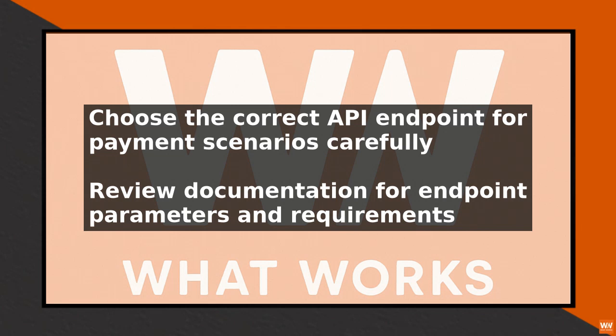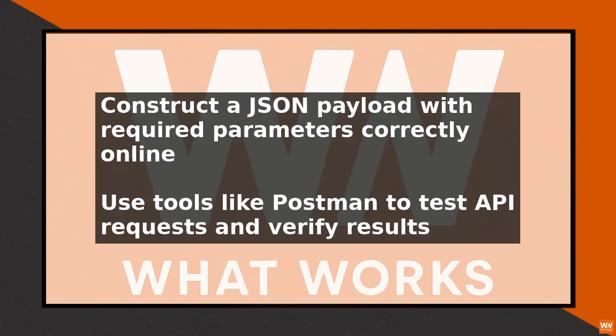Best practices for using the Authorize.net REST API include using secure protocols like HTTPS, validating user input to prevent errors, and handling errors and exceptions gracefully. Also, make sure to comply with payment card industry standards and regulations, such as PCI DSS.